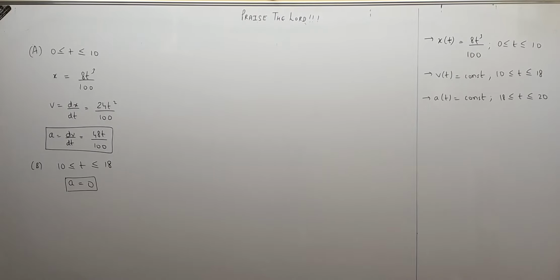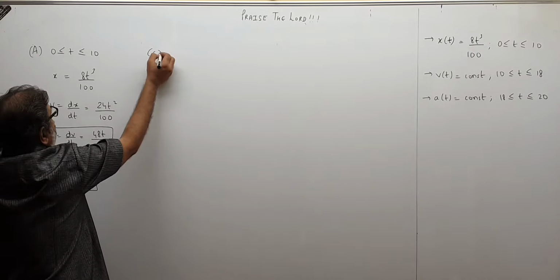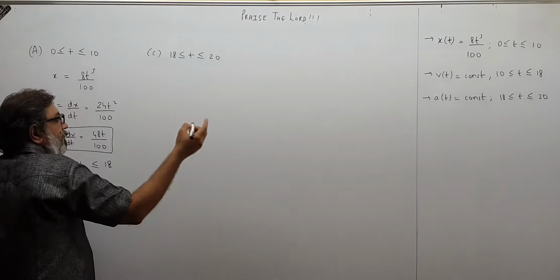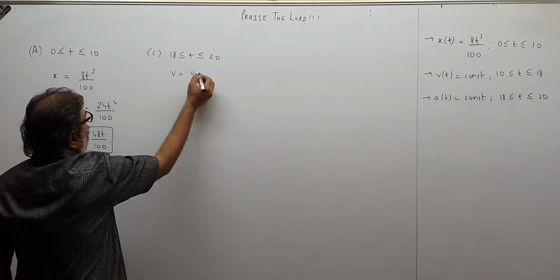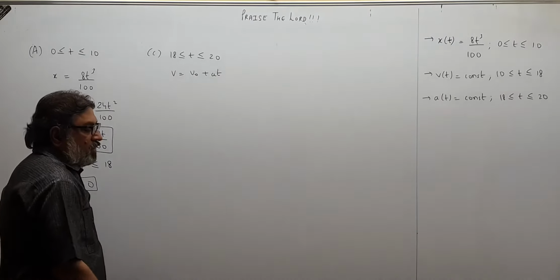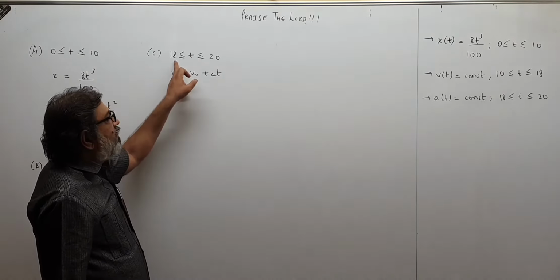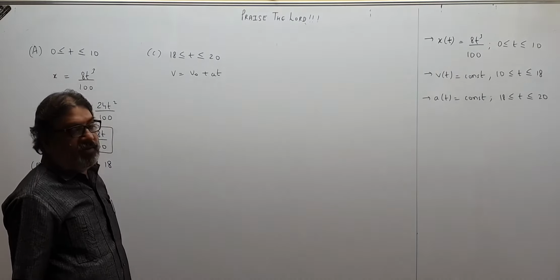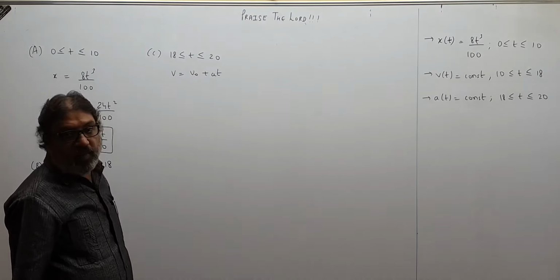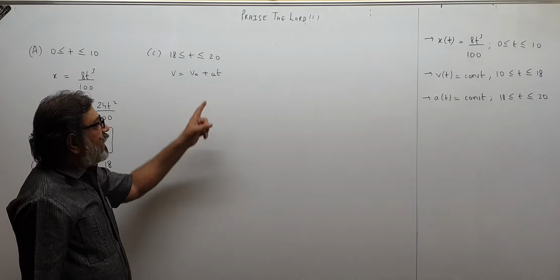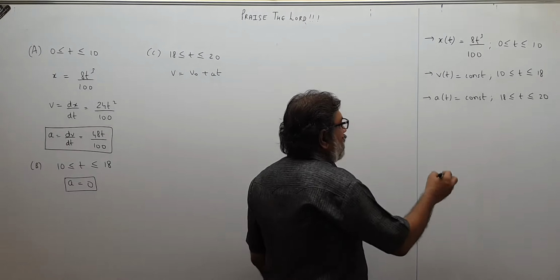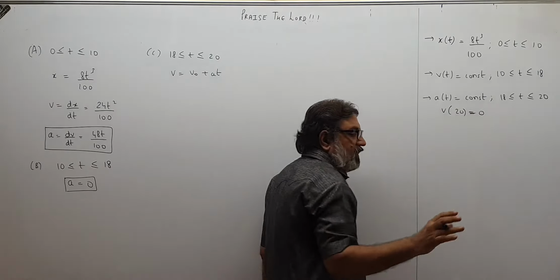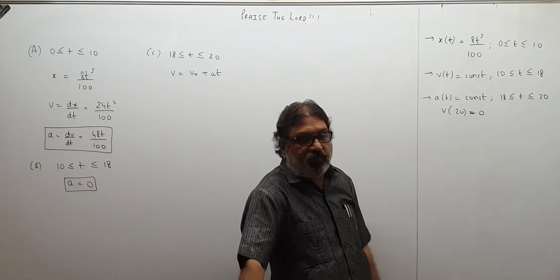So I need to know what my acceleration is. For C, time 18 less than or equal to t less than or equal to 20. Because acceleration is constant, I can use the equation v equal to vo plus at. So I should know the initial velocity at 18 seconds, then I can put it over here. I should know the final velocity at 20 seconds. Time interval I know it is 2 seconds. If I know v and vo, then only I can find out a. And one more thing is given to us, that velocity at 20 seconds is 0. Final velocity at the 20th second is 0. That is given to us.